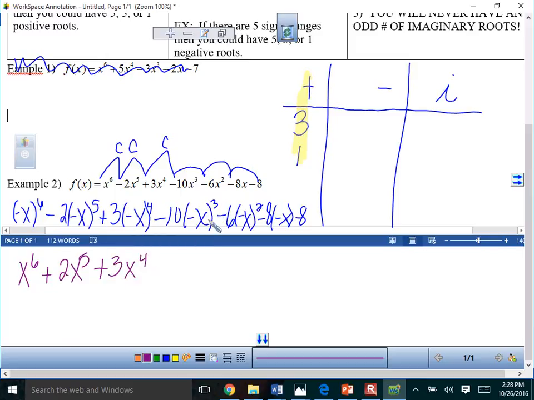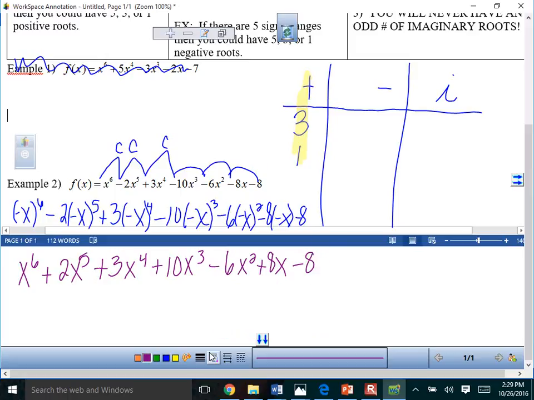Now this negative x cubed is going to end up being negative since it has an odd power. When we multiply that times a negative 10, we're going to end up getting a positive 10x cubed. And this negative x squared is going to end up being positive, but we have the negative 6 out front, so that's a negative 6x squared. Negative 8 times negative x is positive 8x, and then we have negative 8.